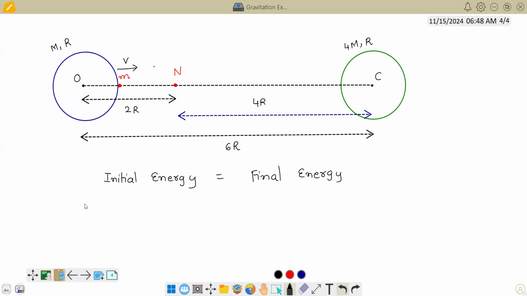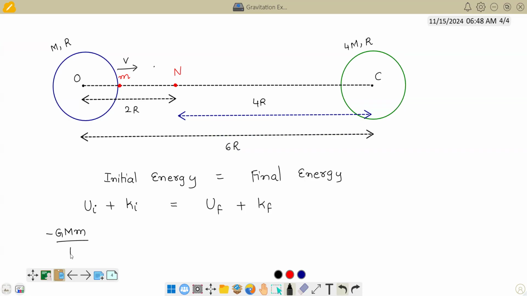What is the initial energy? It is simply initial potential energy plus initial kinetic energy equals final potential energy plus final kinetic energy. Initial potential energy of this mass and this mass is minus G into capital M into small m. What's the distance between them? Distance between them is radius r.